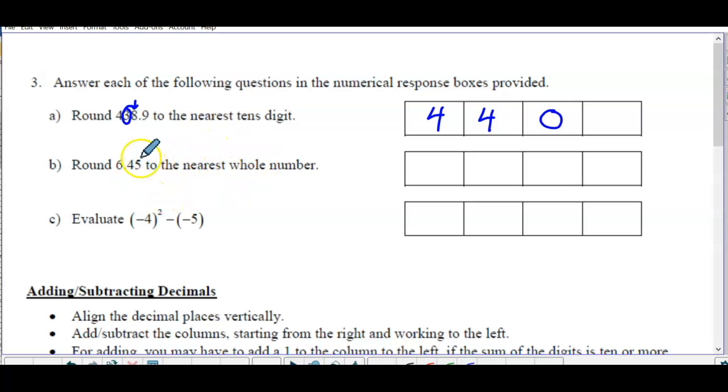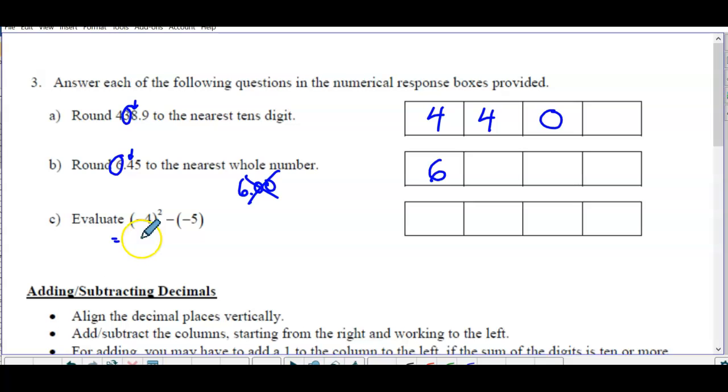Next, round to the nearest whole number. That's your ones digit. Look to the right, it's a 4, so that's 4 or less, which means this stays as a 6, and that's it. Okay, so you do not put 6.00. That's saying that you've really measured something and rounded to the nearest hundredth. You haven't, you're rounding to the nearest whole number. So 6 goes in the leftmost box.